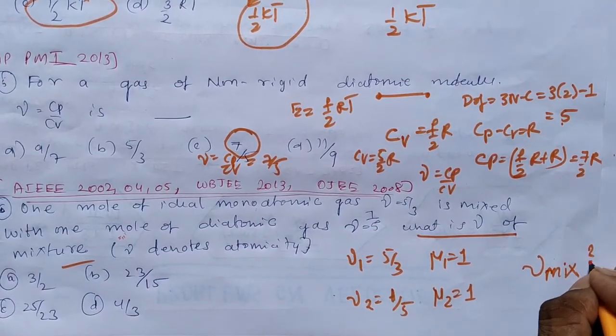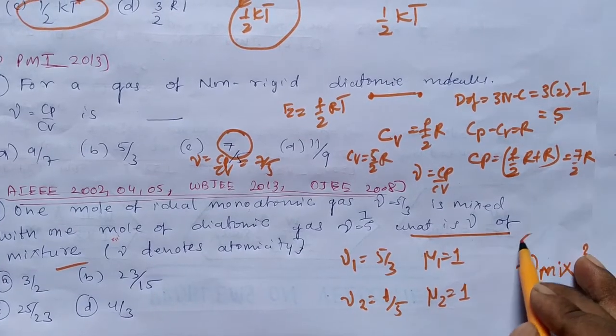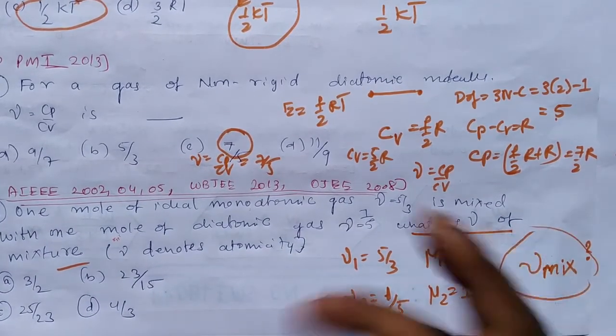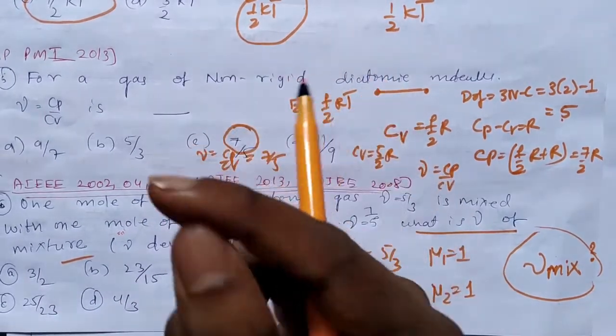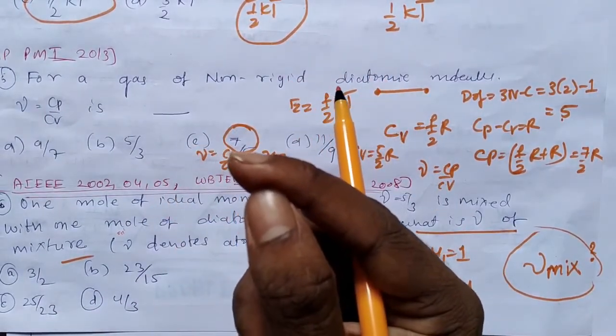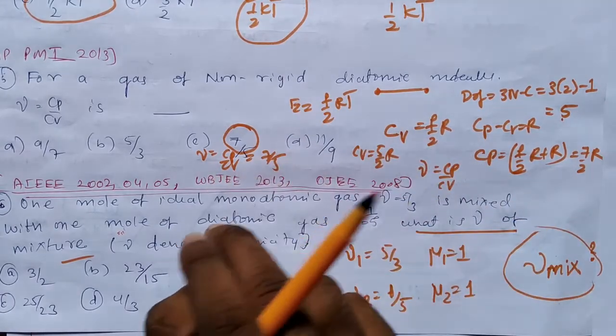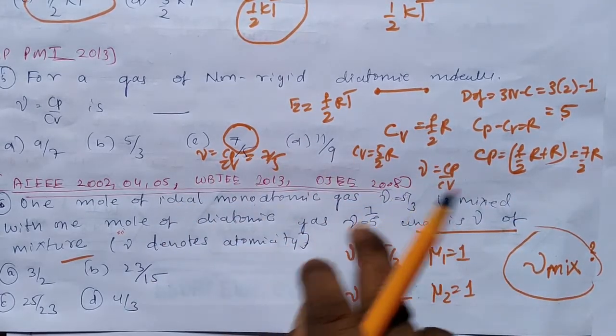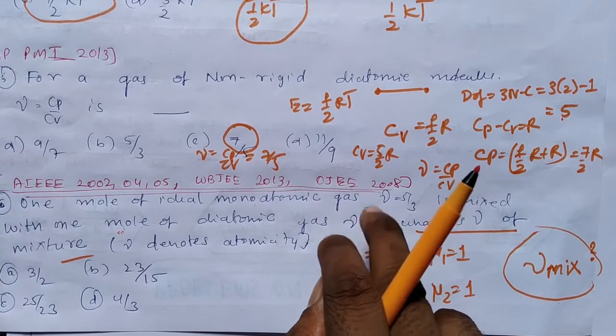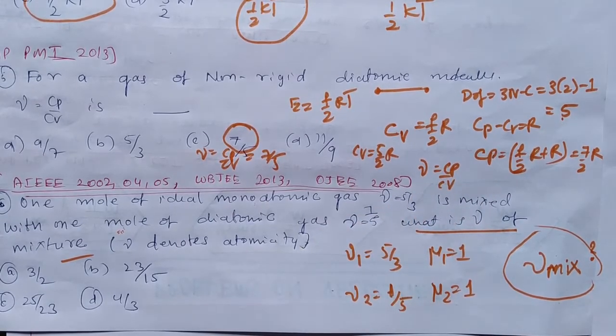They want to calculate nu mix. Nu mix means the atomicity of the mixture. See what they are doing: they are taking 1 mole of a substance having atomicity 5 by 3, mixing it with another mole of a substance having atomicity 1 by 5, and they are asking what is their total atomicity.